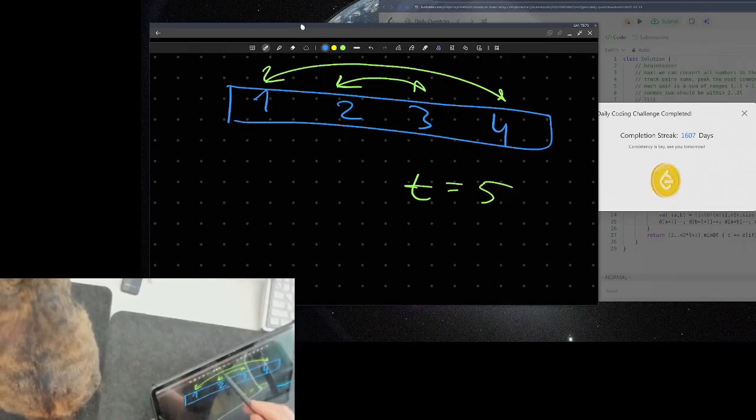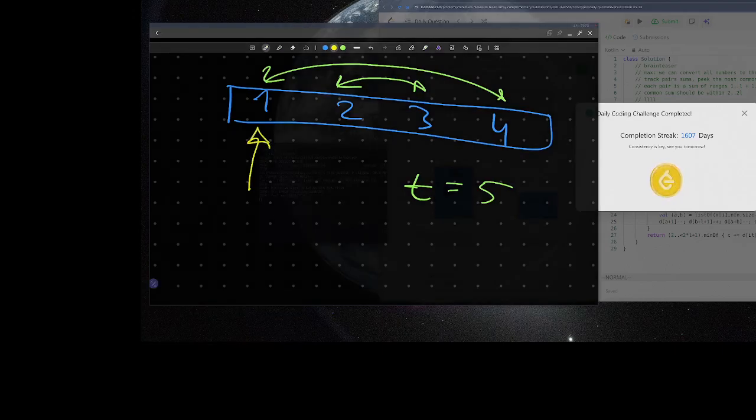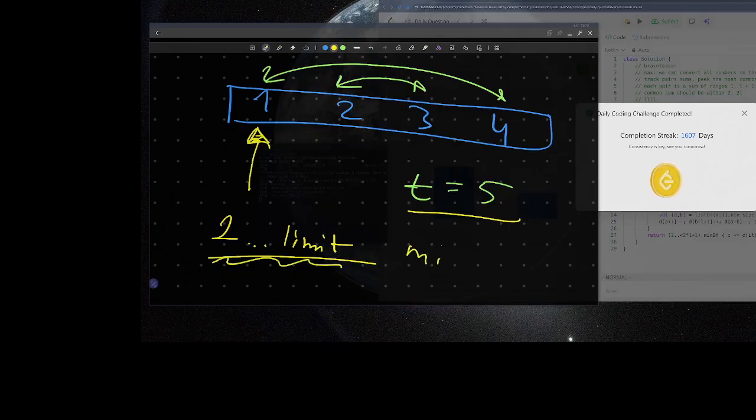And if they're not equal, we can swap or change any number in a range of one to limit. So we want to make all the pairs equal some target, and if they are not, we are allowed to change a number. So we want to answer the question, what is the minimum changes required?